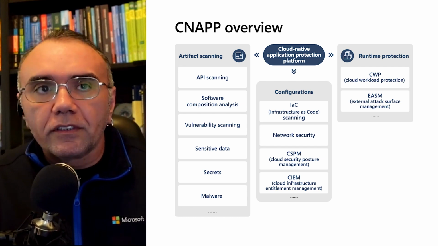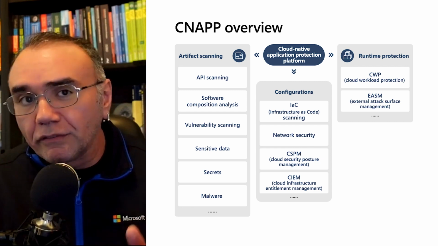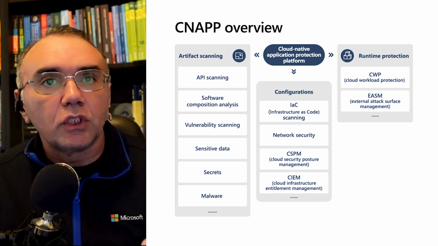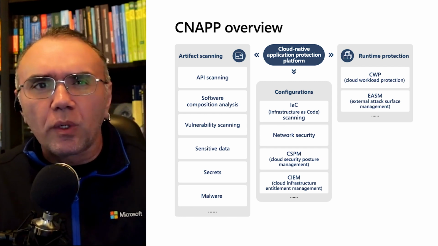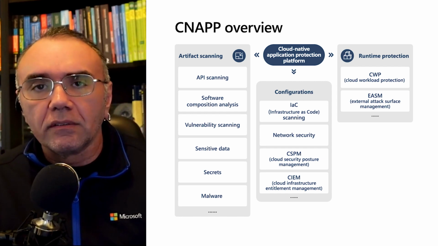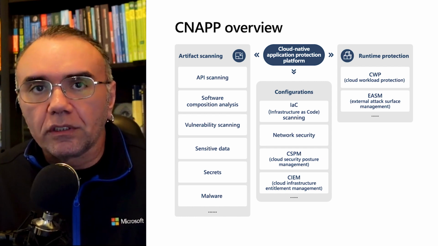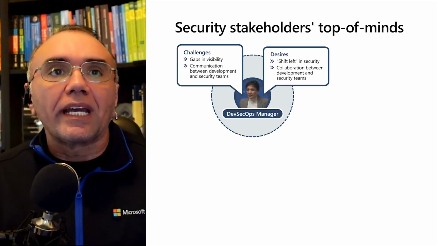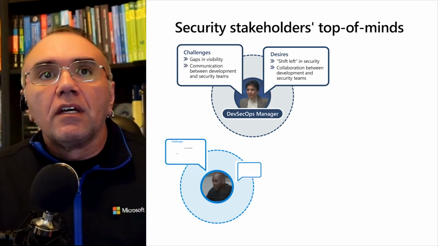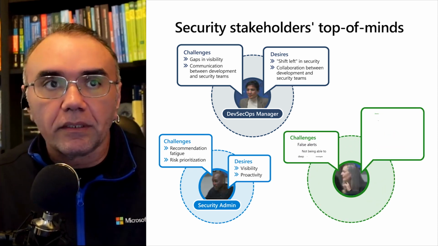At Microsoft, we believe CNAPP should be more than just a compilation of individual functionalities. It should combine previously siloed security features into an end-to-end solution for cloud security, and in doing so facilitate collaboration between security stakeholders. To illustrate that, let's look at some typical challenges faced by different teams in securing their cloud environment.